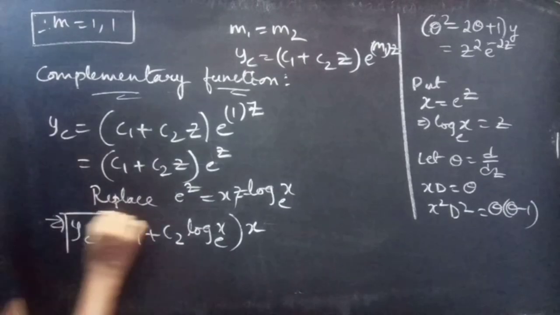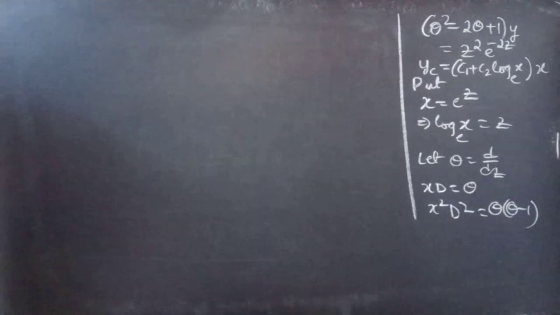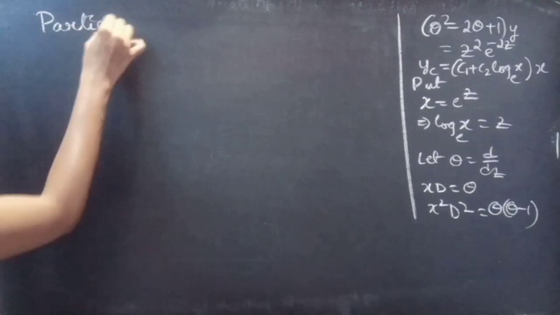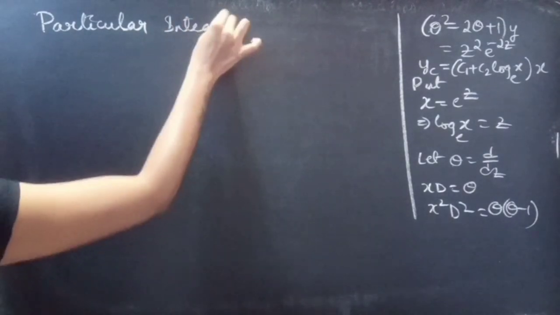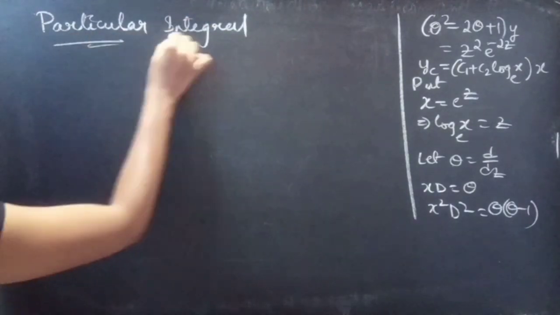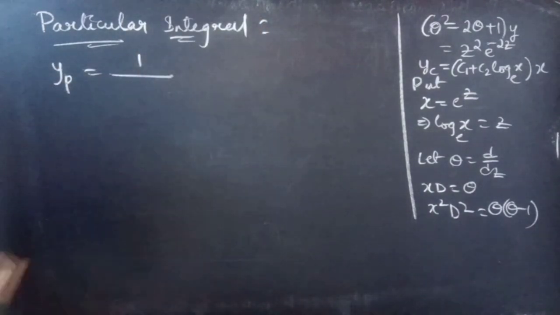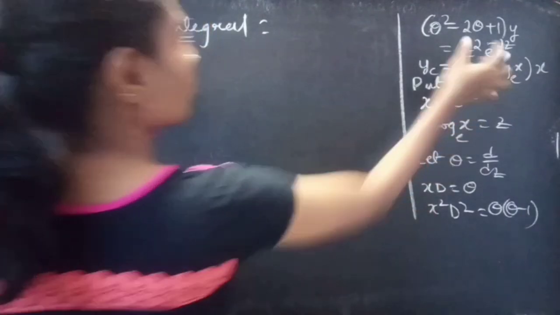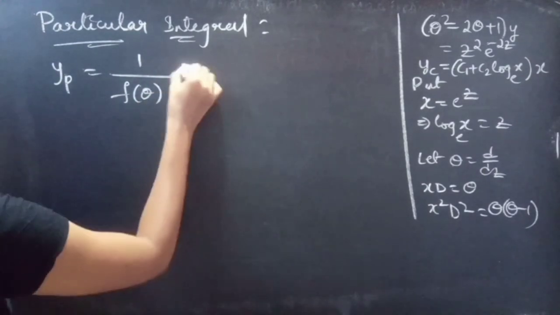Let's now find yp, the particular integral. We'll find the particular integral using 1 by F of theta into function of z, that is the RHS part.